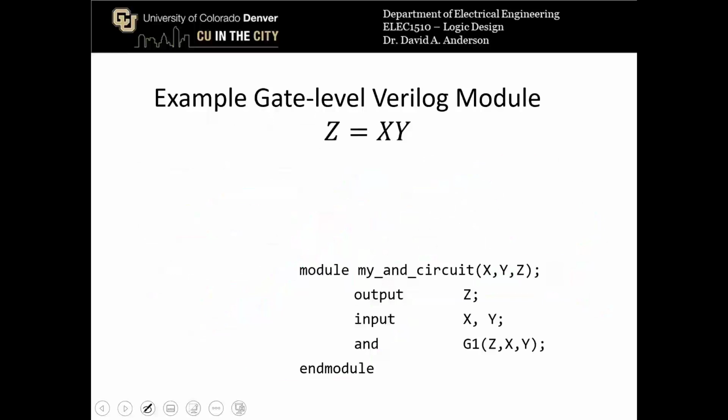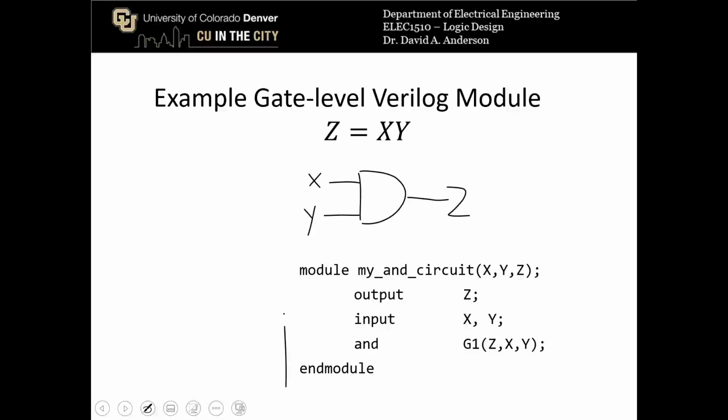So here's an example of a gate-level Verilog module. We're going to differentiate between gate-level Verilog modules and Boolean Verilog modules. Sometimes I will ask you to write gate-level Verilog modules, and sometimes I will ask you to write Boolean Verilog modules. This is an example gate-level Verilog module. We want to implement the function z equals x and y. So that would correspond to a simple AND gate with inputs x and y and output z.